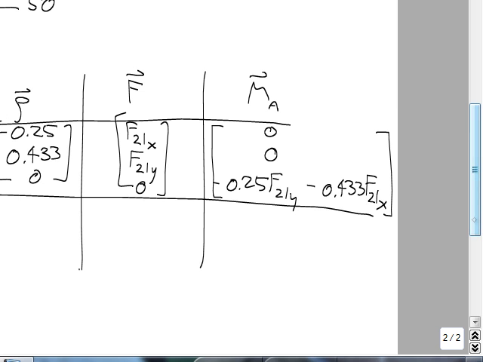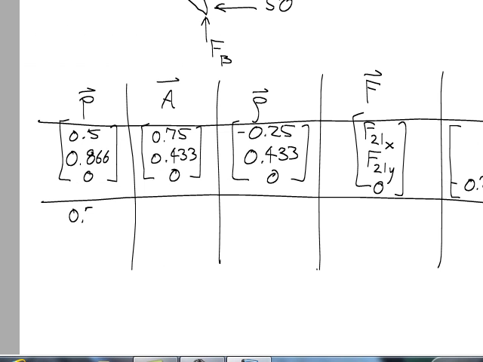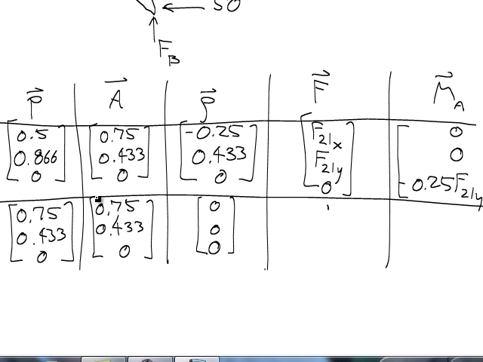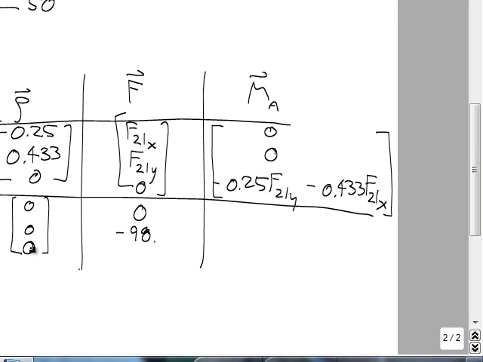Okay, and now where gravity is applied, that acts at the center of mass. The about point is at the center of mass. Subtract these two and you get zeros because gravity acts at the about point. So the force is 0, negative 98.1, 0, no moment.